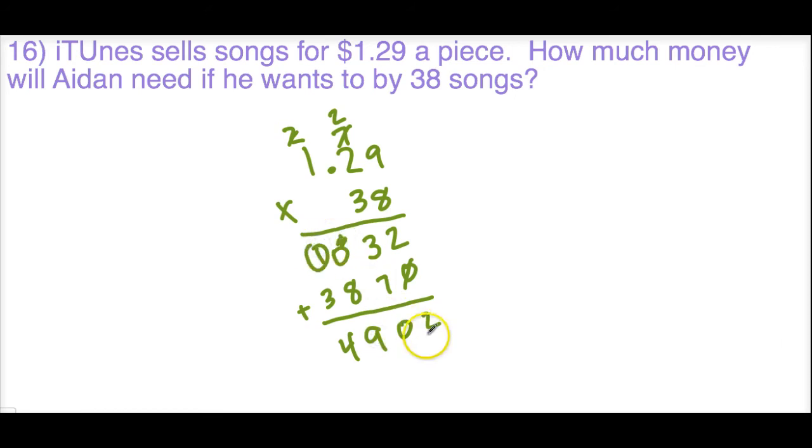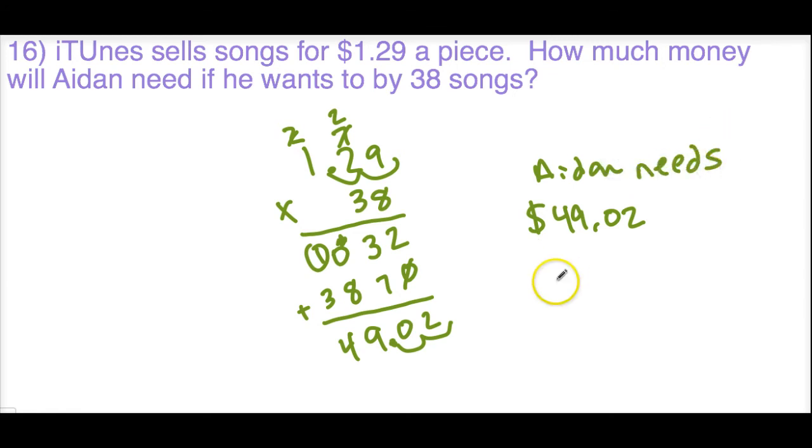It's right there. Okay, so then our decimal place in multiplying, we count 2 decimal places here. There's none in this one. So we'll go over here. So it looks like we're going to need $49.02 to buy the 38 songs for Aiden. So Aiden needs a lot of money to buy a lot of songs.